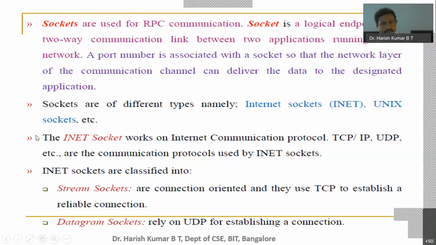So, two types of sockets: one is the internet socket, another one is the Unix socket. Internet sockets, INET for short. If you are creating the socket for making processes residing on two different systems communicate with each other, then you should create an INET socket. This is the parameter which will be passed as an argument to the socket system call.